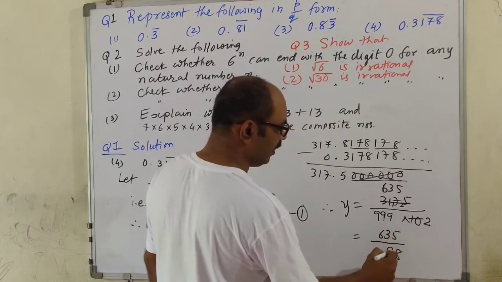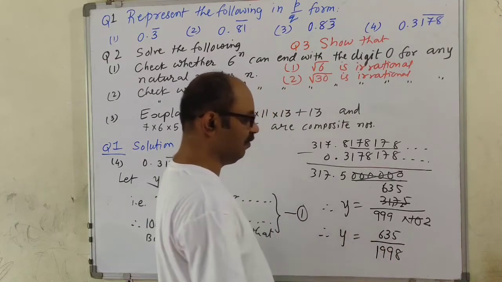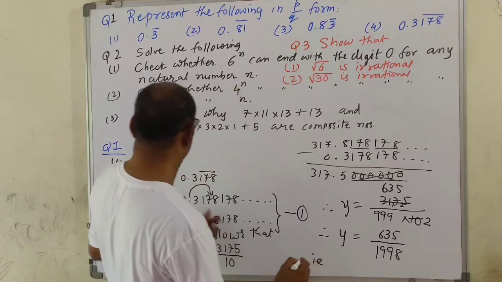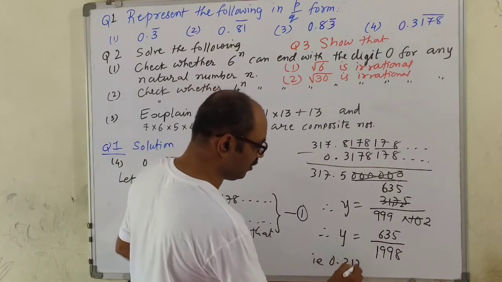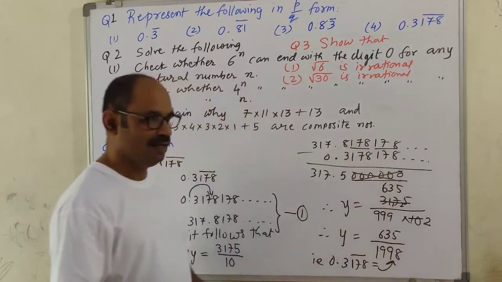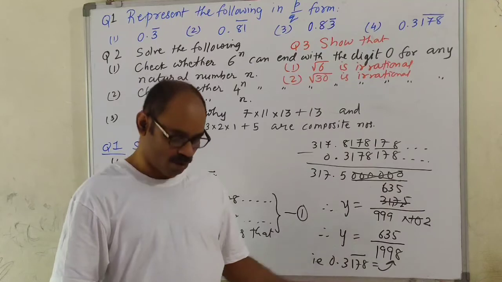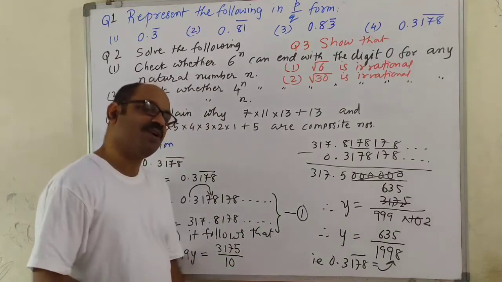9 2s are 18, 18 and 19 and 19. So y is equal to 635 upon... what have we called y? 0.3178 bar is this. Alright. So you have represented this decimal form also in P upon Q form. Have you got it? Good.